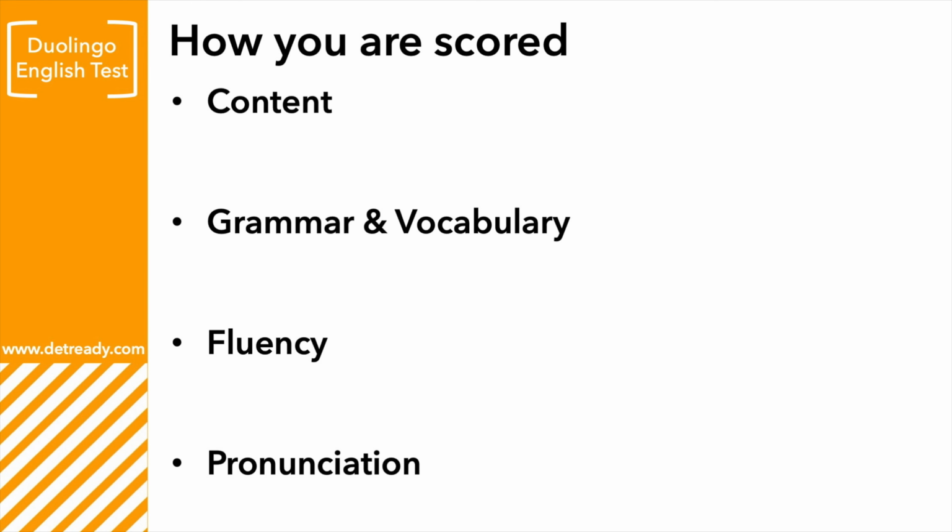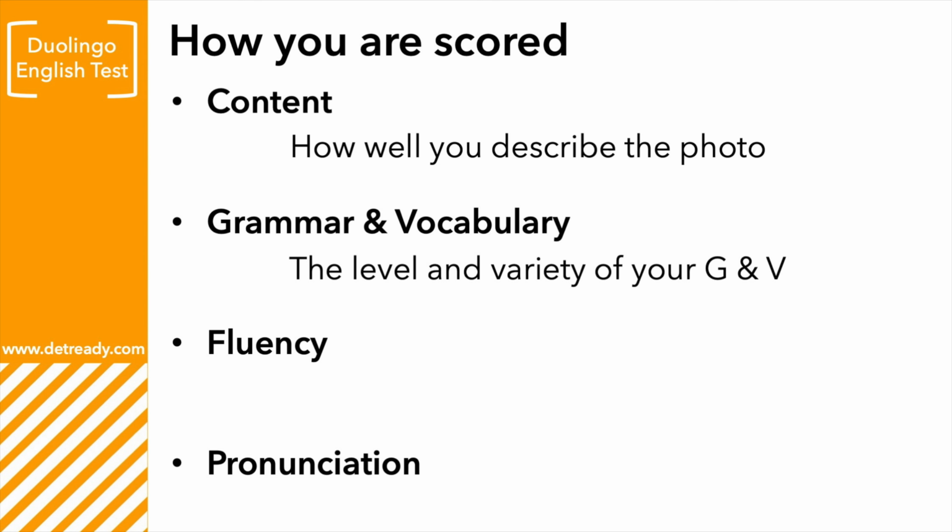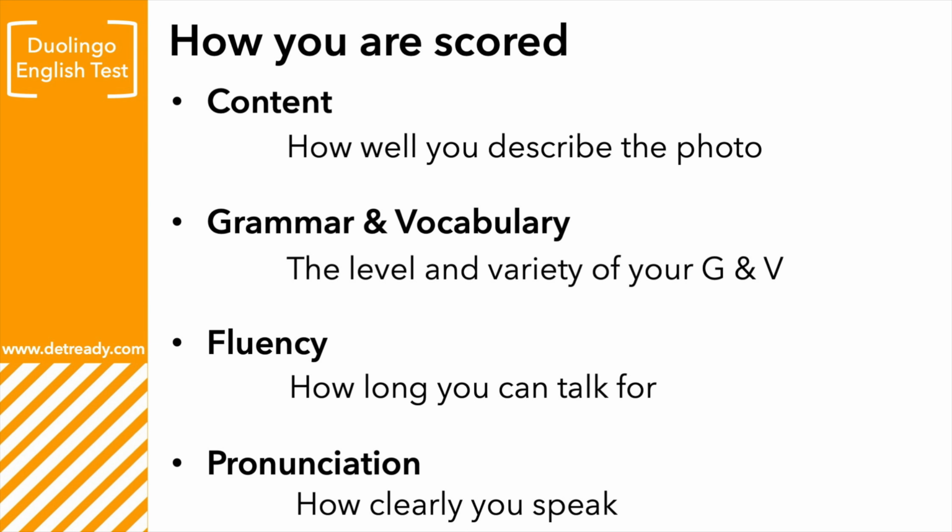Now let's take a look at the scoring criteria for this question type, and there are 4 main categories you need to be aware of. The first category is content. Basically, how well do you describe the photo? Next is grammar and vocabulary. Duolingo are looking for the level and variety of your grammatical structures and your vocabulary. Next is fluency, and in the Duolingo official guidebook, they say that fluency is how long you can talk for in a limited time. And lastly, we have pronunciation, which is how clearly you can speak.